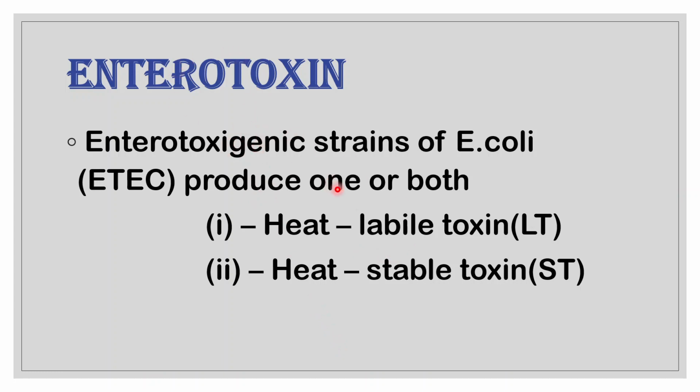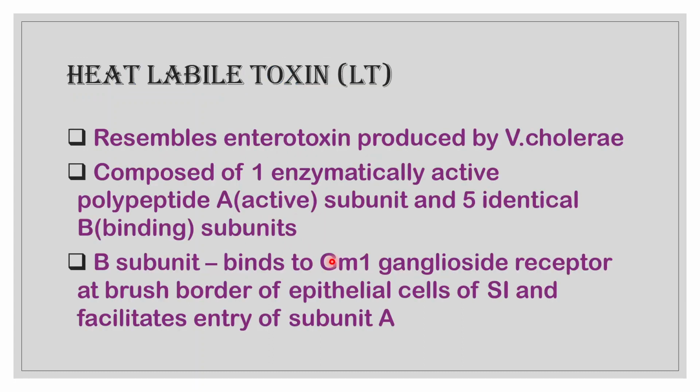Enterotoxins, as I told you, they're divided into two types: heat labile toxin and heat stable toxins. Enterotoxigenic strains of E. coli, ETEC, produce one or both the types of the toxin. So first we learn about heat labile toxin. They resemble enterotoxin produced by V.